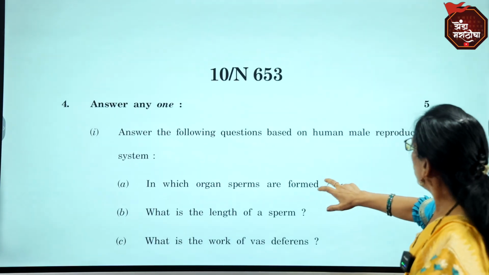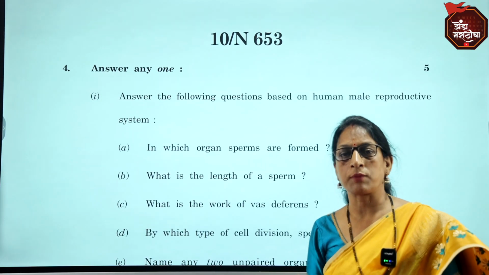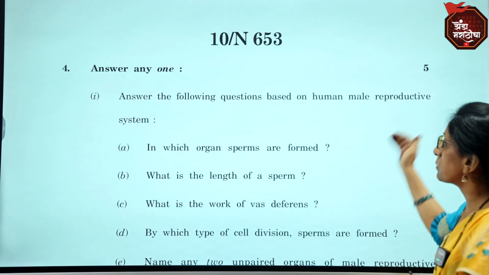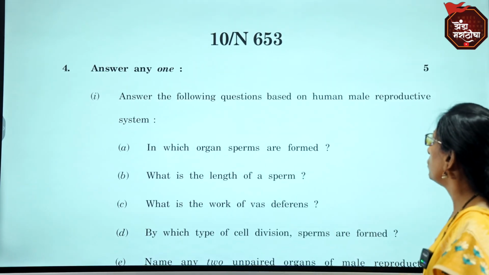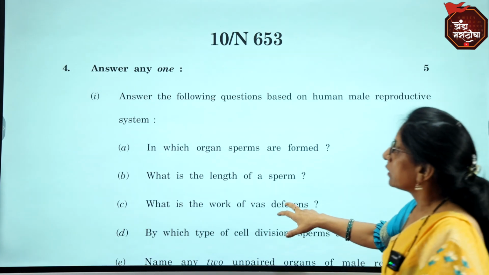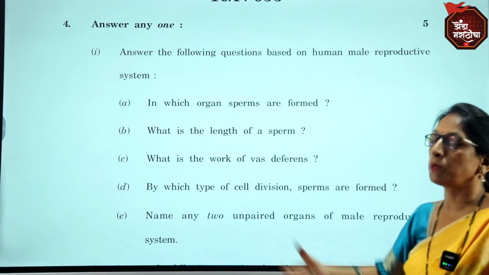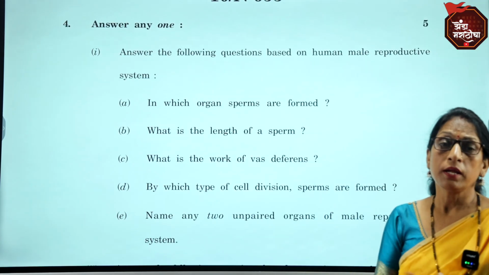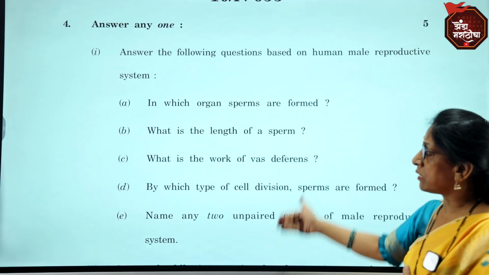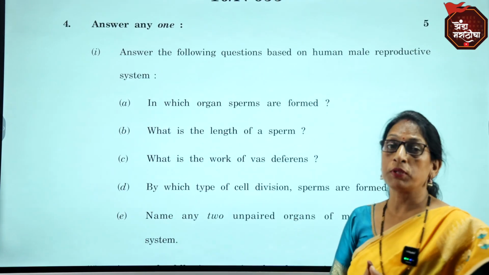Now the fourth question, that is answer any one. This is a very explanation-type question, and you have to explain in this question, like question number 5: answer the following question based on the human male reproductive system. Here you are given the picture of the male reproductive system, and you have to explain. You can explain the question very briefly, because this carries 5 marks. Again you have to be very precise with your answer.